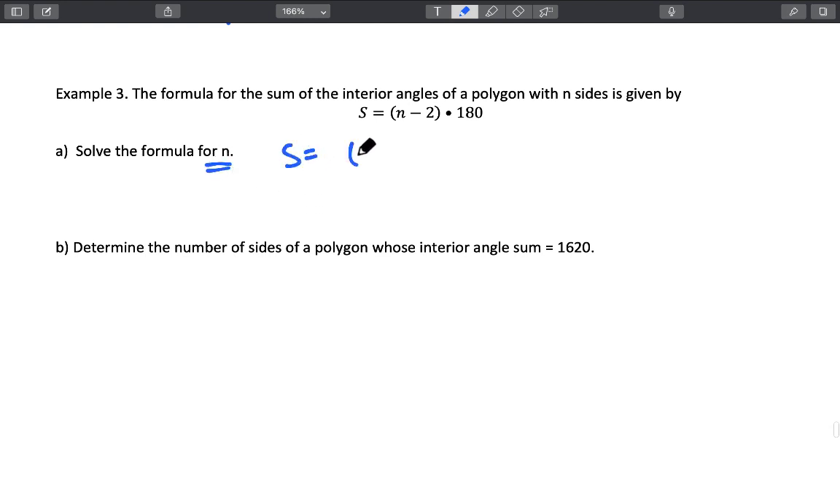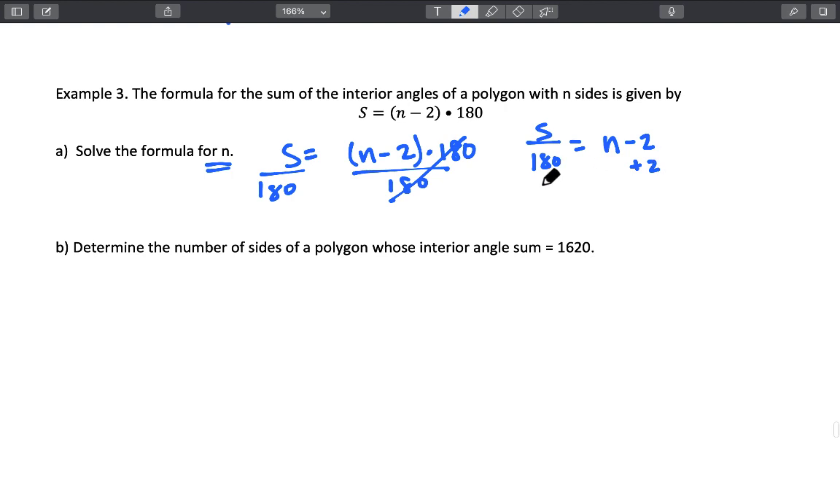So let's start off by moving this 180 over to the other side of the equal sign. We're going to undo that multiplication first by dividing both sides by 180. Now we have the expression s over 180 is equal to n minus 2. The final step we need to do is add the 2 over to the other side, and we are left with s, the sum, over 180 plus 2 is equal to n, the number of sides of that polygon.